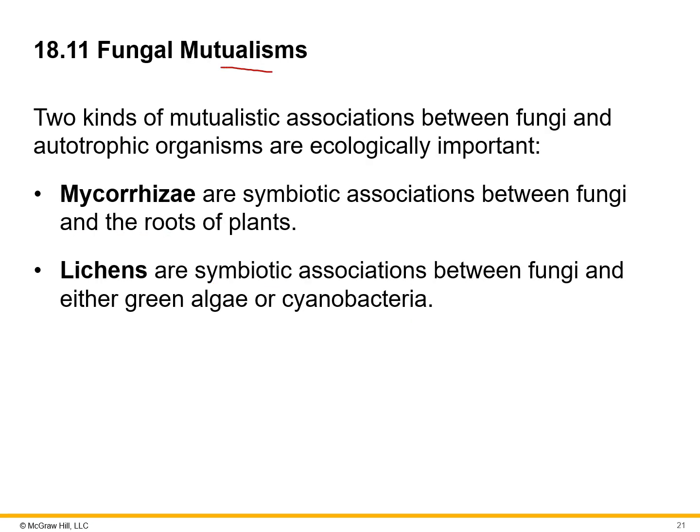Again, these mutualisms, which is whenever both of them benefit. So there are two types of these that are especially ecologically important. The mycorrhiza, we mentioned a little bit earlier. This is between the roots of plants and a fungi. And then we also have lichens, which are between the fungi and either the algae or the cyanobacteria.